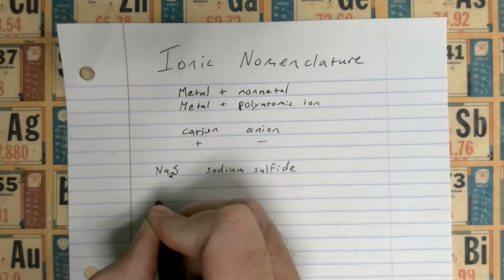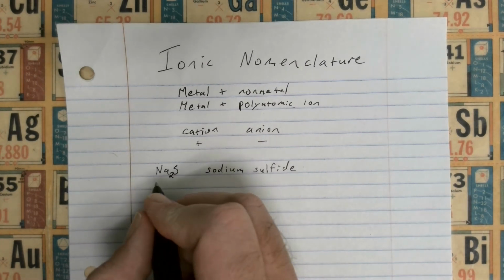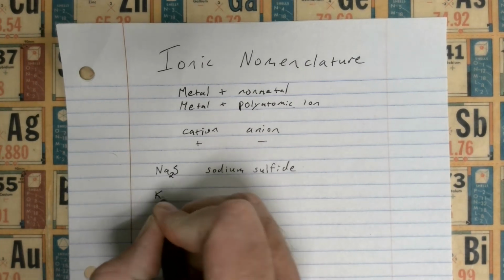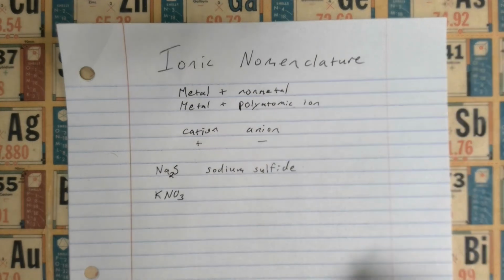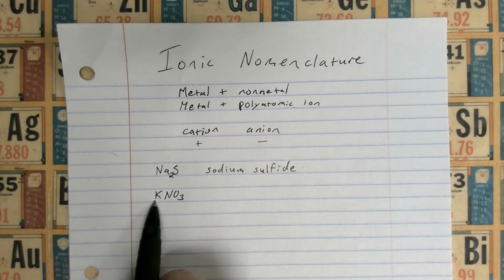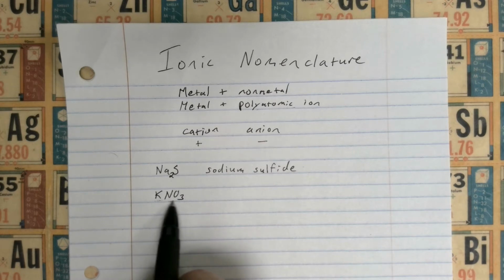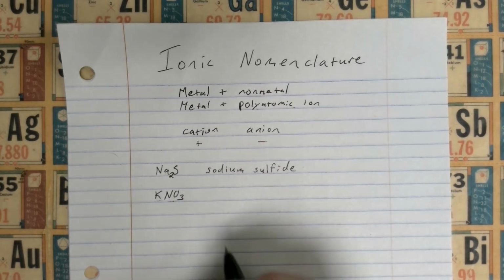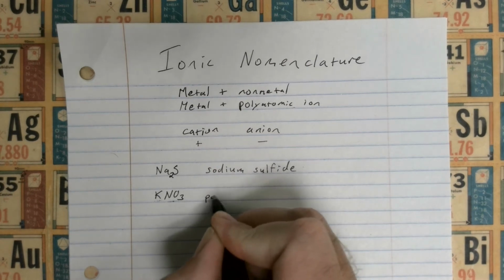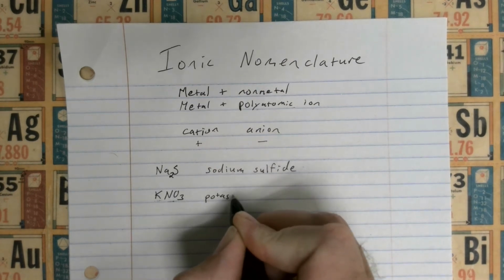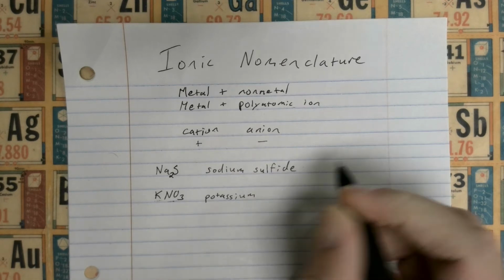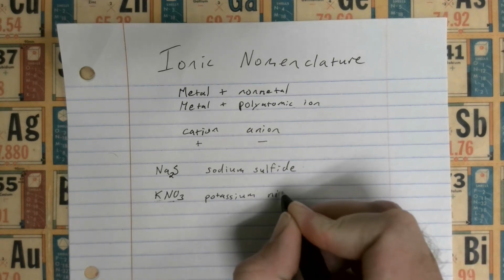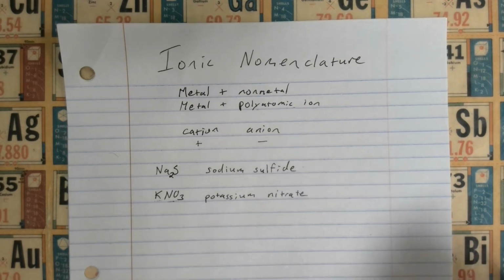So let's do another one. Let's say we have KNO3. So K, I know potassium is a metal. I know that NO3 is a polyatomic ion. If you look at your polyatomic ion list, you would see it as nitrate. So this is potassium nitrate. Potassium nitrate. Pretty simple.